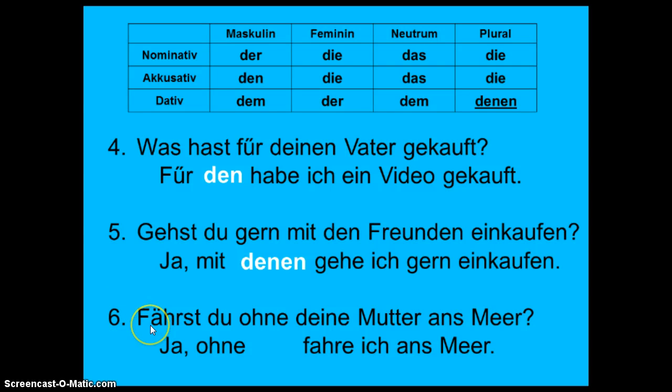Nummer 6. Fährst du ohne deine Mutter ans Meer? Again, we're referring to deine Mutter in our answer. Which pronoun would you choose to refer to Mutter? The correct answer is die. Ohne is a preposition, part of the buff dog. I start with the preposition in my answer. Ohne die fahre ich ans Meer.